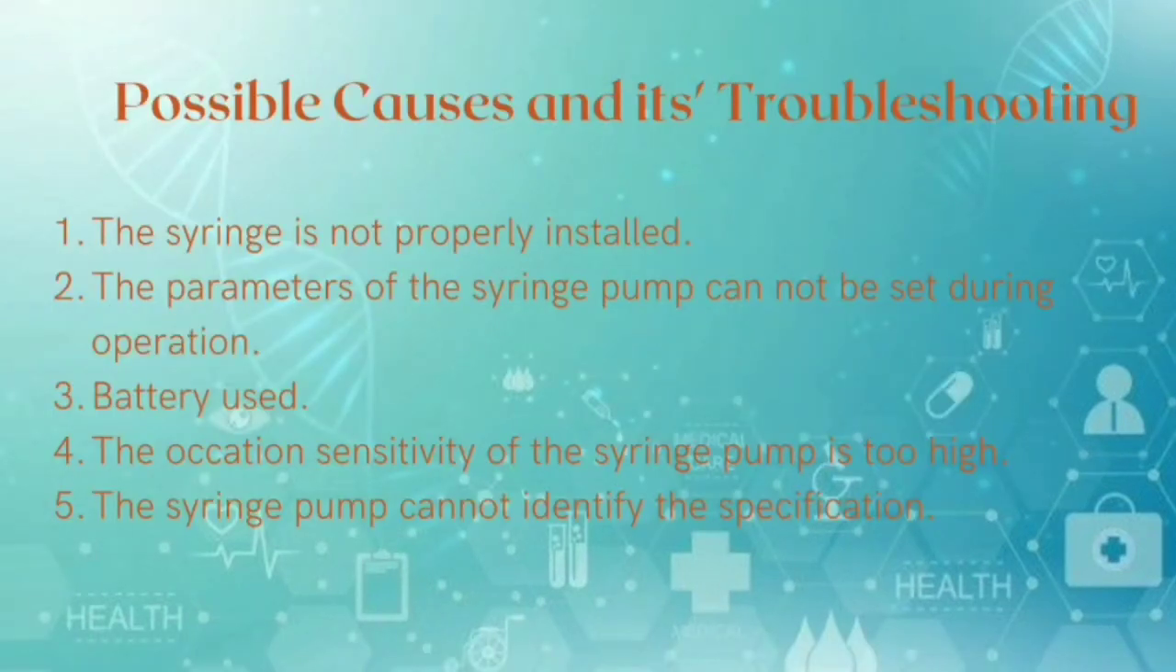Now, let's see what are the possible problems and its troubleshootings. The syringe pump is not properly installed. When the syringe pump does not work, the operation indicator light is not on. Then we need to reinstall the syringe.